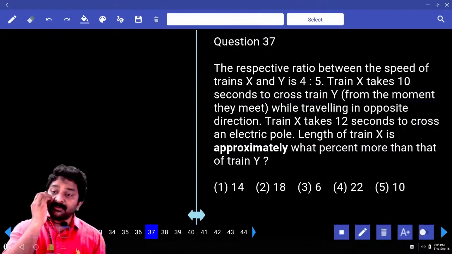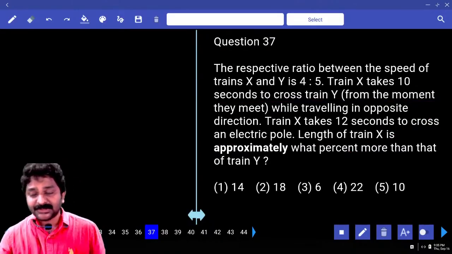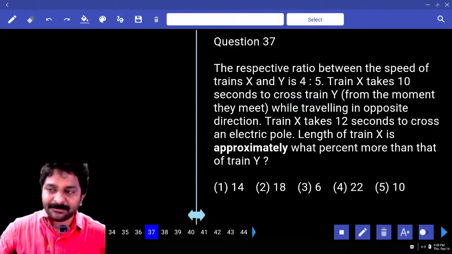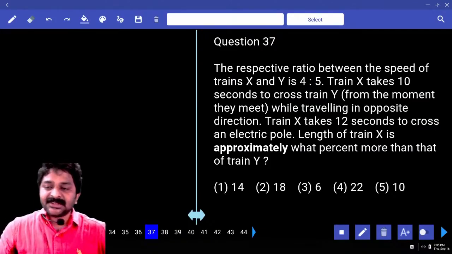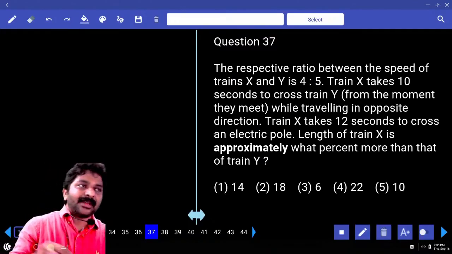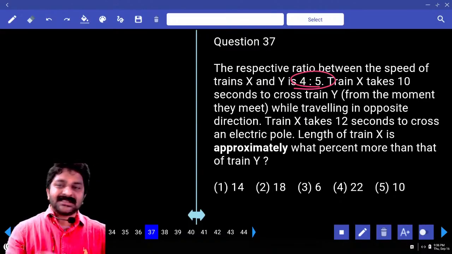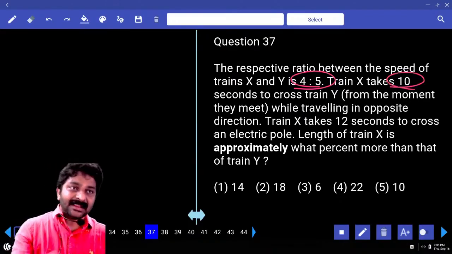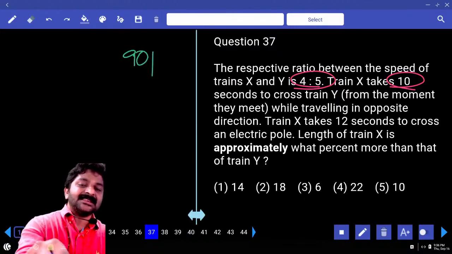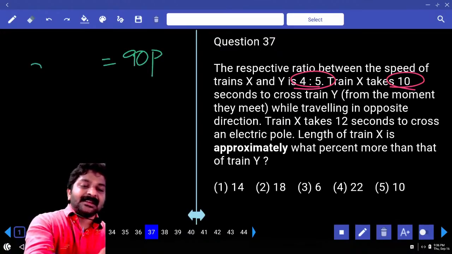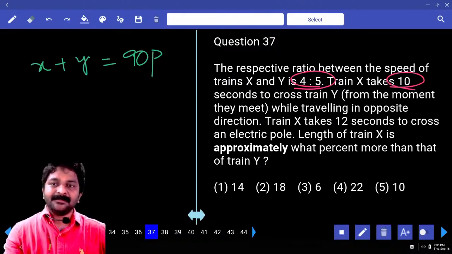The ratio between the speeds of train X and Y is 4:5. Treat it as 4 parts and 5 parts. Train X takes 10 seconds to cross train Y while travelling in opposite direction. When they are moving in opposite direction, the relative speed is S1 plus S2, which is 9 parts. And how much time is it taking? 10 seconds. Then the distance covered is 90 parts. The first train length and second train length are treated as X, Y.